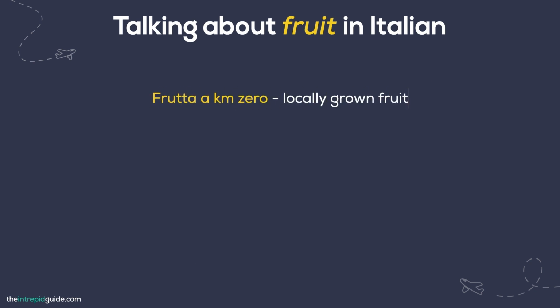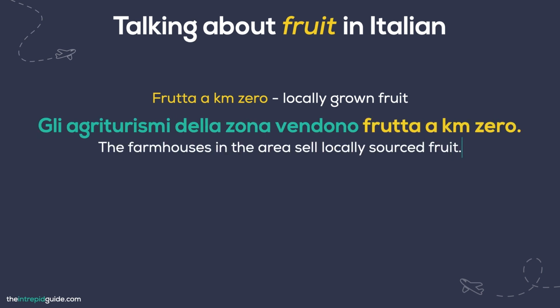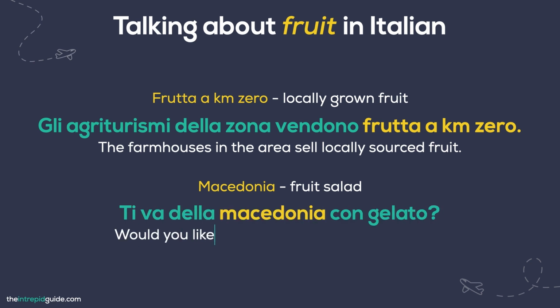Frutta a chilometro zero. This means locally grown fruit, as in, Gli agriturismi della zona vendono frutta a chilometro zero. The farmhouses in the area sell locally sourced fruit. Macedonia. Fruit salad, as in, Ti va della Macedonia con gelato? Would you like some fruit salad with ice cream?